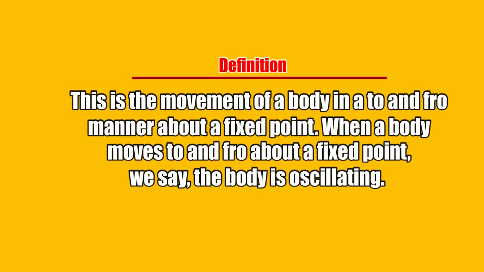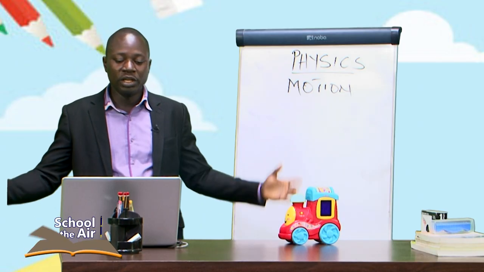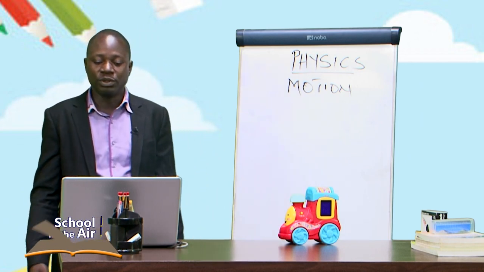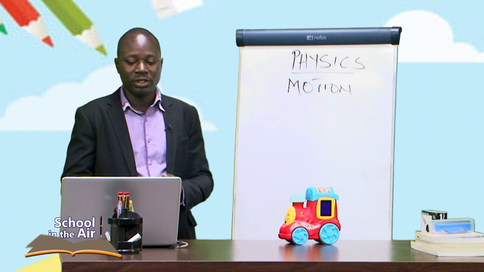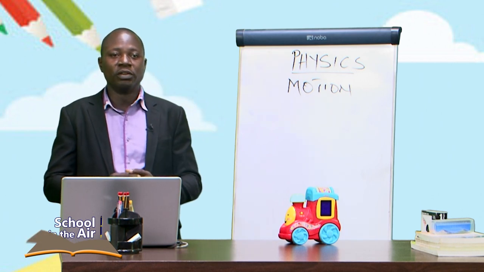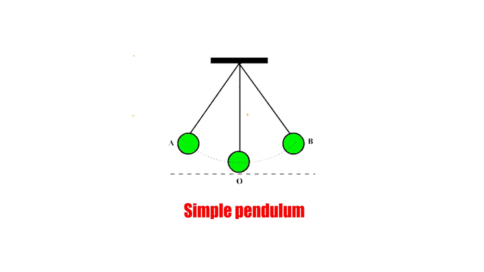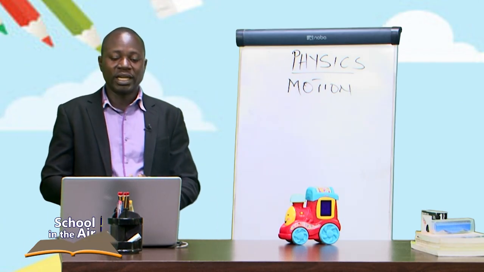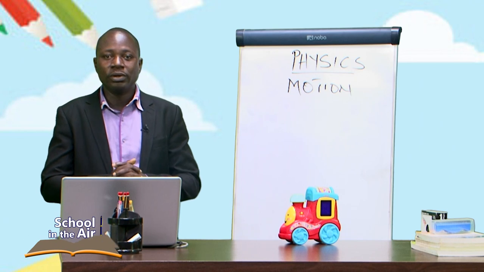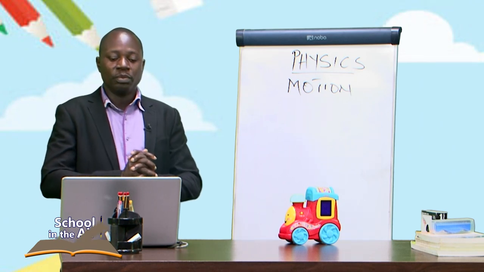Oscillatory motion. This is the movement of a body in a to and fro manner about a fixed point. So when a body moves to and fro about a fixed point, we say the body is oscillating. A good example of that is a simple pendulum. The motion of a loaded test tube inside water is also a good example of oscillatory motion.